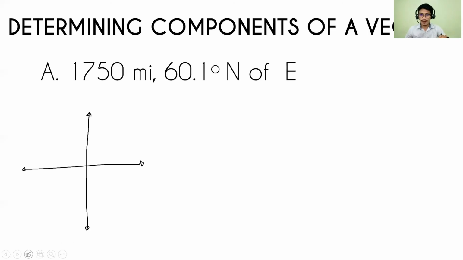Ang first is, identify natin yung direction. That is of east. So, ibig sabihin, saan tayo magsisimula? Saan naka-attach yung ating angle? Sa east. So, dito naka-attach ang ating angle at papunta siya sa north. So, yan. From east to north because that is north of east. So, ibig sabihin, this will be our vector. Okay? That will be our vector.